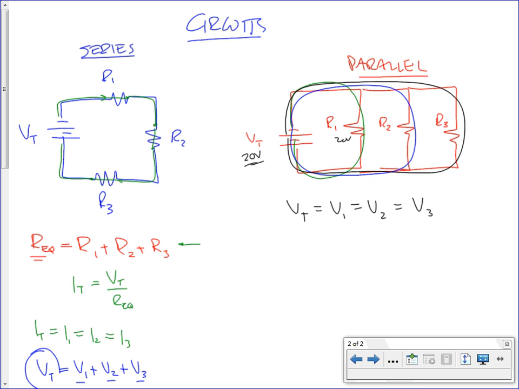20 volts up, 20 volts down. 20 volts up, 20 volts down. Because in any loop of current, there's only one drop. Okay?